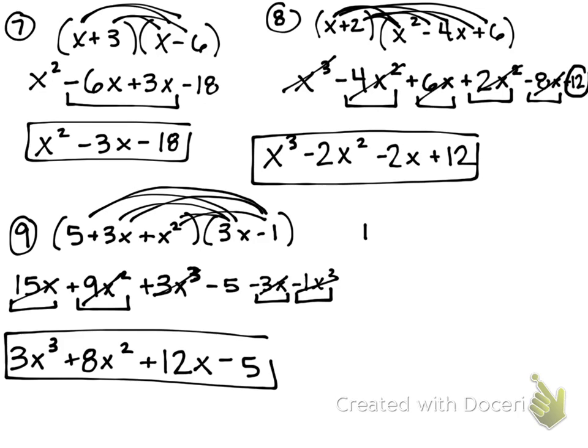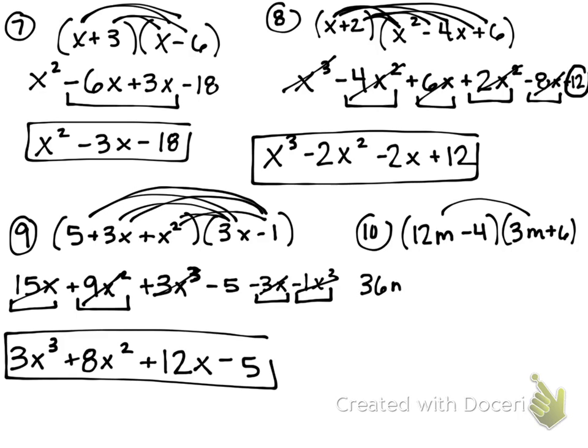So, number 10, we have 12m minus 4 and 3m plus 6. Okay? So what would you do first? First, right? So it's going to be 36m squared. Then outer, 72m. Inner, negative 12m. And last, negative 24.